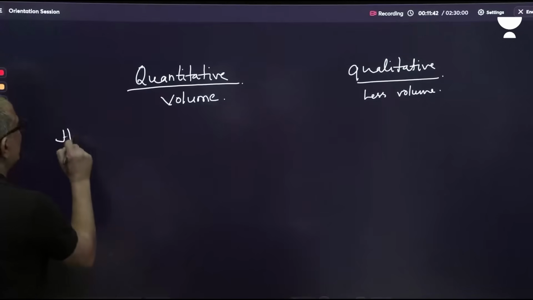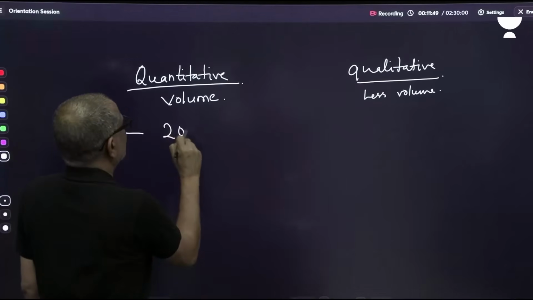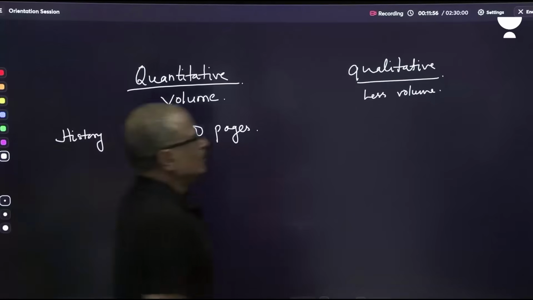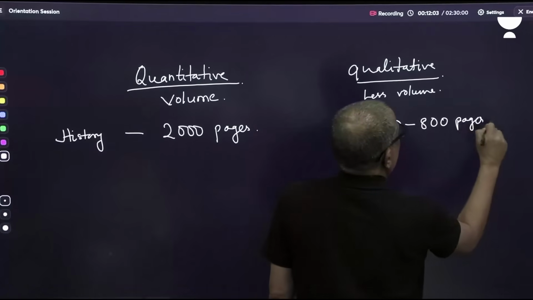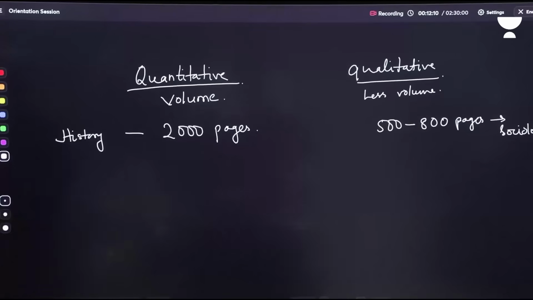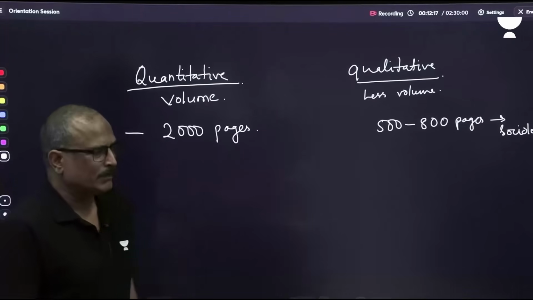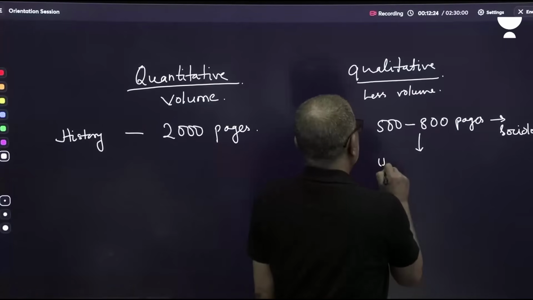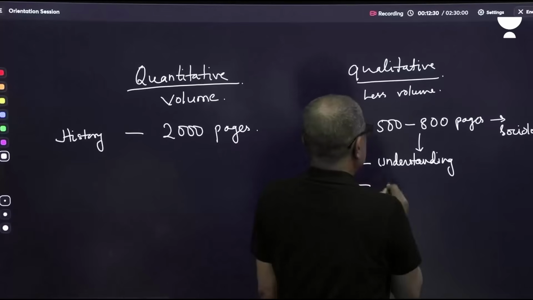Suppose you say history, right? And history syllabus is covered in 2000 pages. I am just presuming approximately 2000 pages. Sociology syllabus would require 500 to 800 pages. The volume is less. If the volume is less, it means it's not easy. Here what is more important is understanding, right? This is concept based.